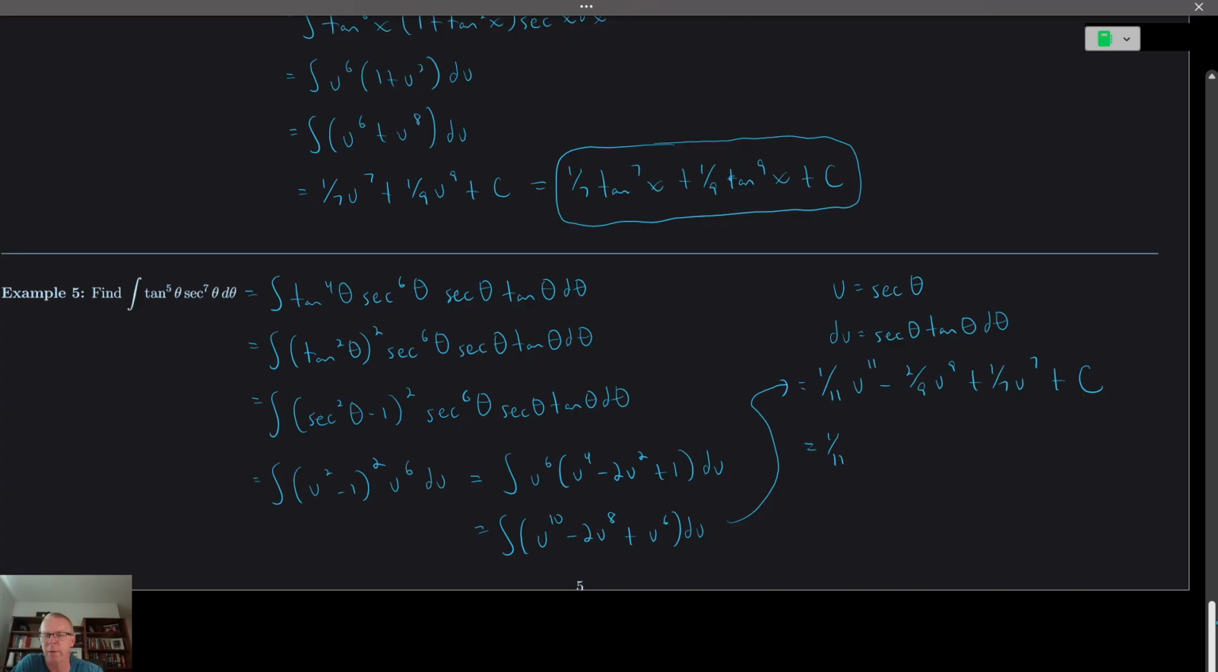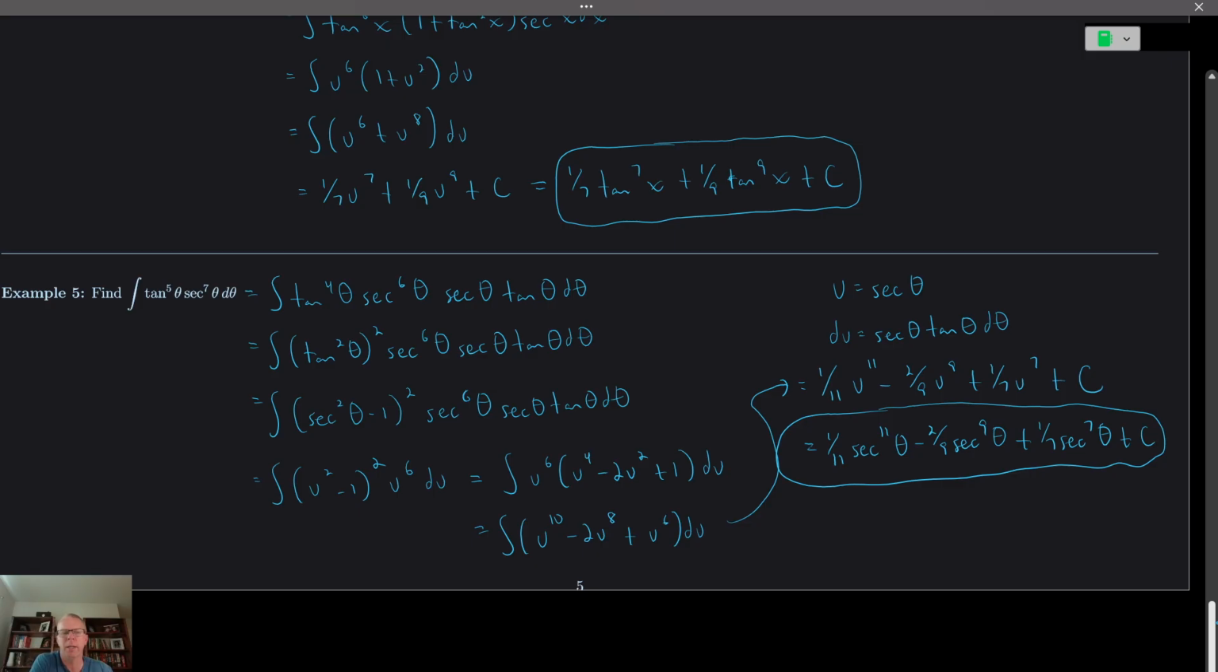And then we'll substitute back. So u is secant theta. So we have secant 11th theta minus 2/9 secant 9th theta plus 1/7 secant 7th theta plus c. And there you go. All right. So really just 4 things to remember. And if you do these a few times, it gets fairly easy.